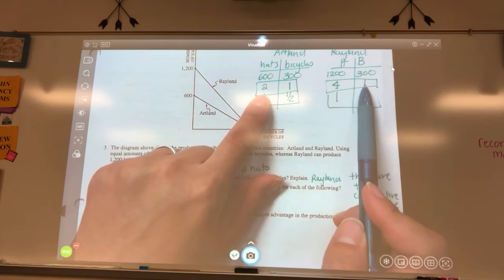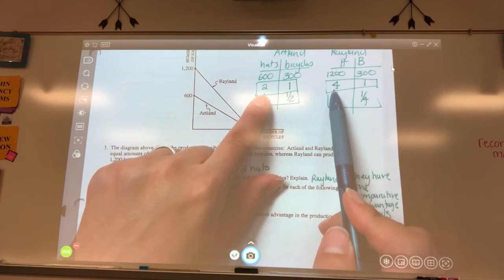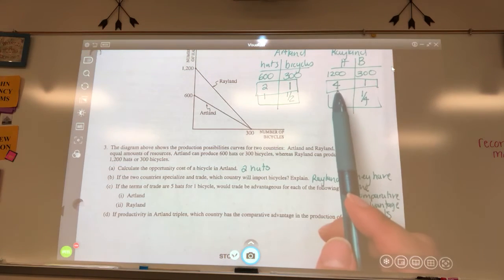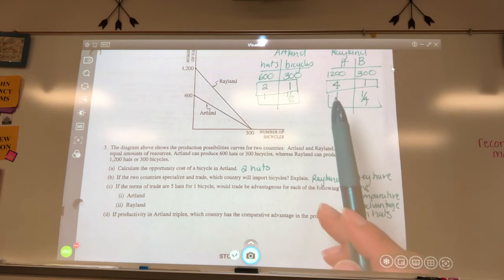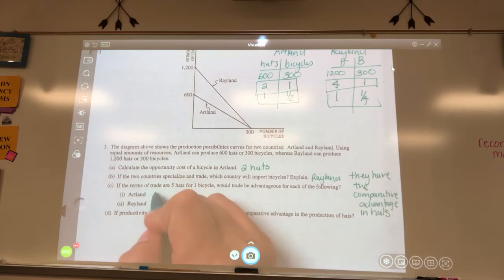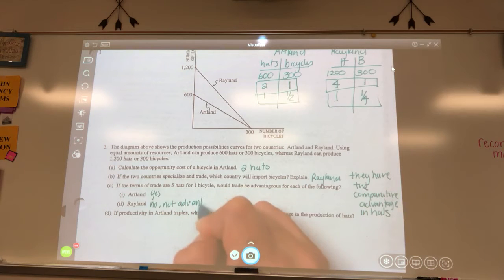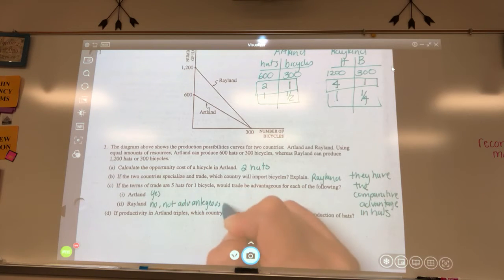we know who's going to be doing the bicycles, Artland, right? Is Artland going to be getting a good deal? They get 5 hats. Artland is getting a good deal, right? But who wouldn't be getting a good deal? Because can they produce that? So Artland, are they getting a good deal? Yes. Rayland? No, because what? This is not advantageous because it's above what? Above the terms of trade.